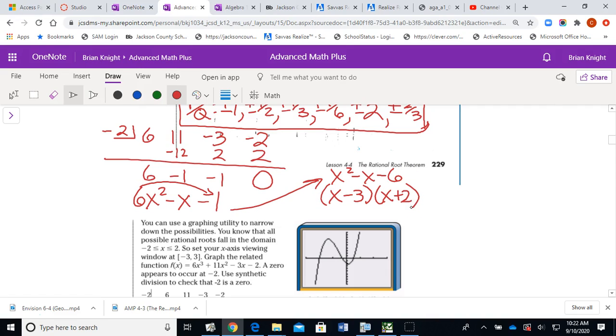Everybody see where I'm getting those numbers? Negative 3 times 2 is negative 6. Negative 3 plus 2 is negative 1. We borrowed the what, though? The 6, so we have to divide by 6 to put it back.